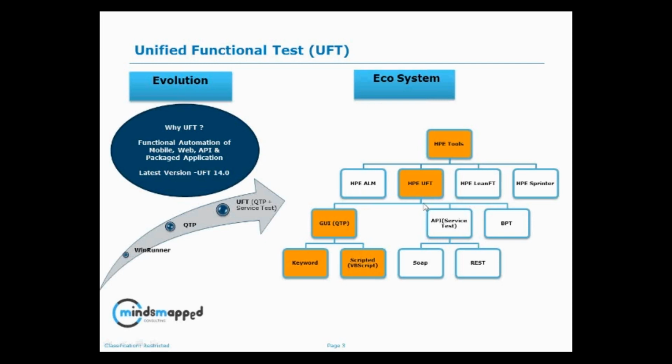UFT again, it had the built-in qualities of QTP. Now it is called a GUI test. So in the modern UFT tool, if you create a GUI test, which is nothing but a QTP test, you can also create an API test that is nothing but an older version of Service Test. And as usual, it supports business process testing as well. That was already part of QTP.